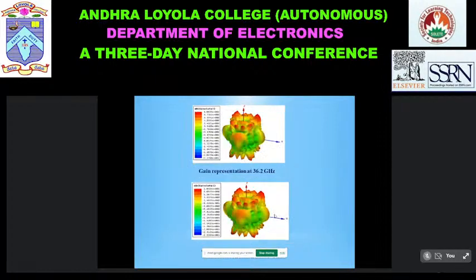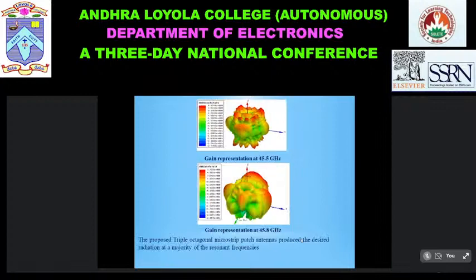36.2 gigahertz and 40.9 gigahertz frequency and 45.5 gigahertz frequency. This is 45.8 gigahertz frequency. For all 11 frequencies, this antenna produces desired radiation patterns. Majority it gives maximum radiation, maximum gain.